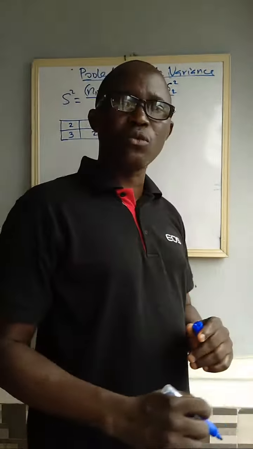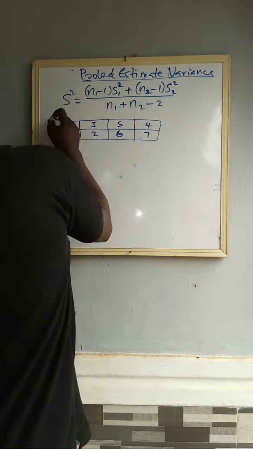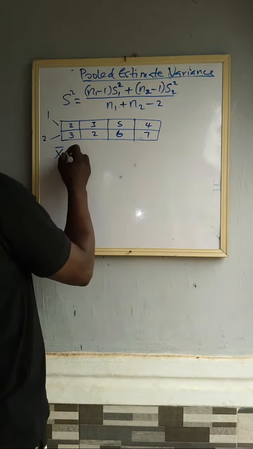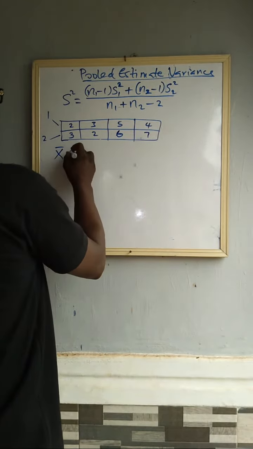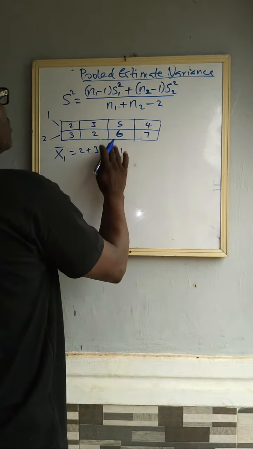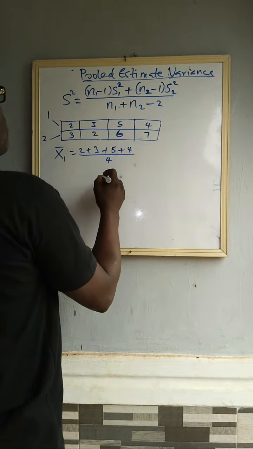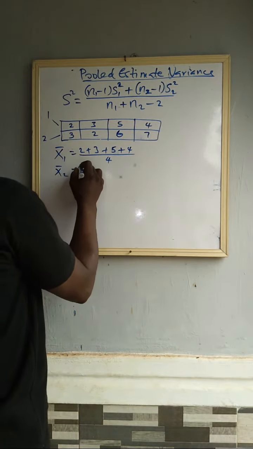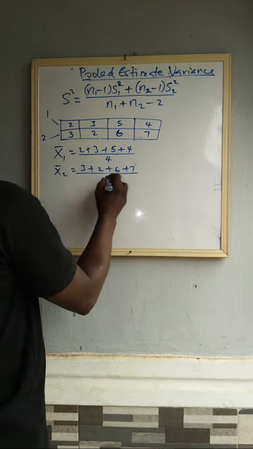The first step is to calculate the mean for each set. If this is the first set, that's 1, and this is 2, then we calculate x1 bar for the first data set: 2 plus 3 plus 5 plus 4, divided by 4. That's for the 4 items. And then x2 bar equals 3 plus 2 plus 6 plus 7, divided by 4.